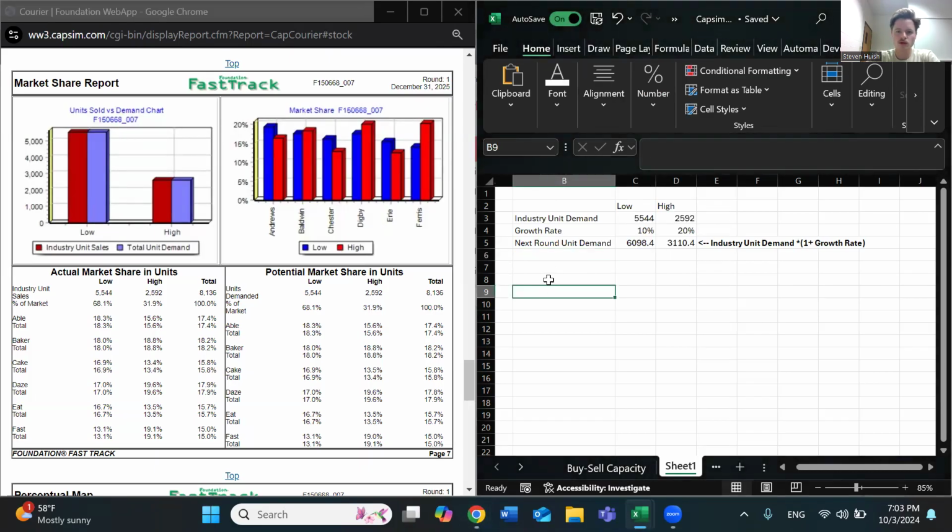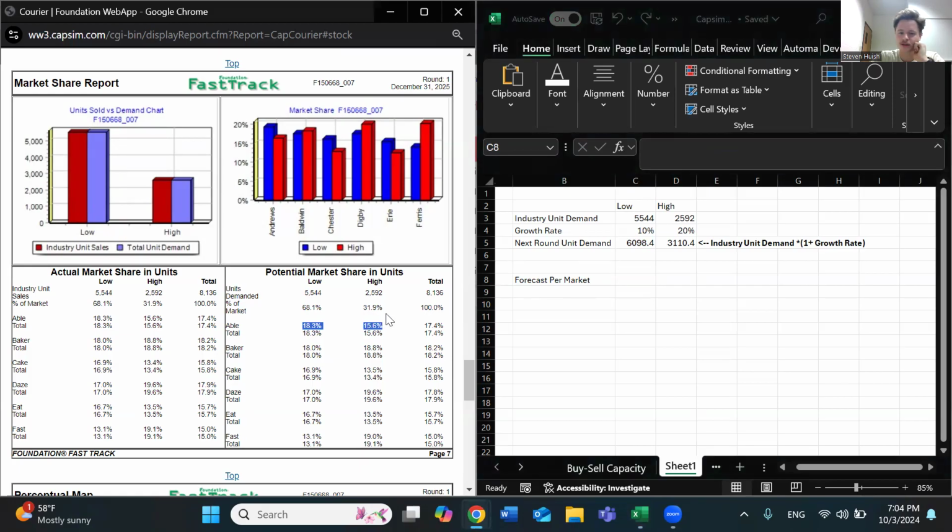Okay, so what we're looking for here is our forecast per market, right? We want to see what percent of this pie we are going to take for round two, now that we've shown that the pie has grown a little bit. So the way that we're going to do that is we're going to use our potential market shares, keeping in mind that it's not always consistent.